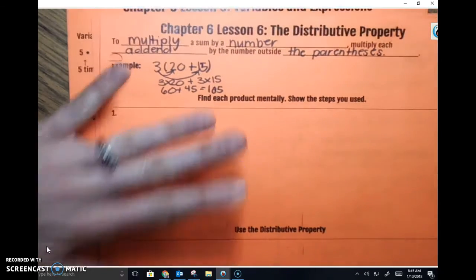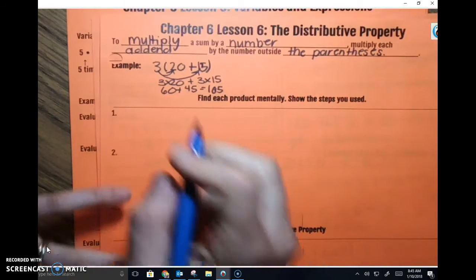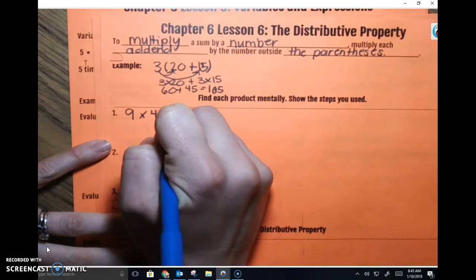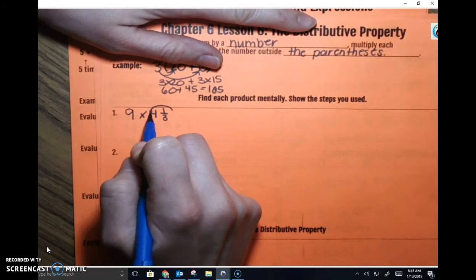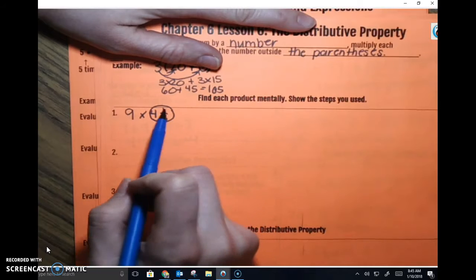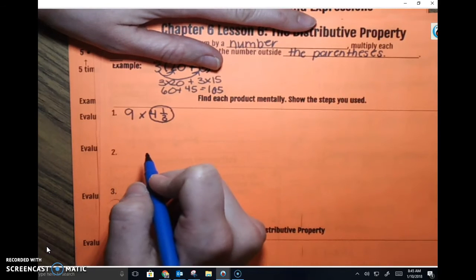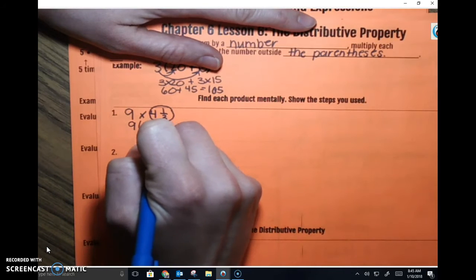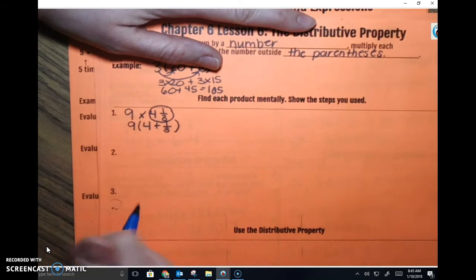So on this next section, it's going to say, find each product. Mentally show the steps you use. So we are going to take 9 times 4 1/3, and we're going to break the second number up into 2 things. So the easiest thing, you take the whole number and then the fraction. You broke it up into 2 things. So that means we have 9, and then breaking it up, we put a plus sign between it because if I add it together, then I'll get that number.